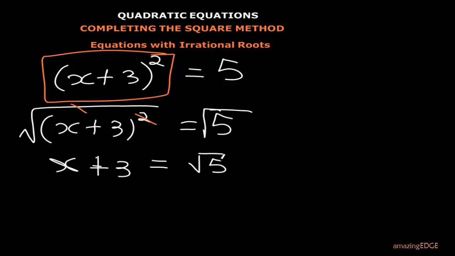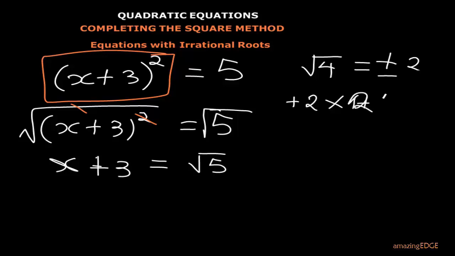Now, what is our x? But you remember what square root is. Square root of 4 is what? It is plus or minus 2. The reason is that there are two things that work: plus 2 times plus 2 will give you 4, and minus 2 times minus 2 will give you 4. That's why we say that the square root is always plus or minus.